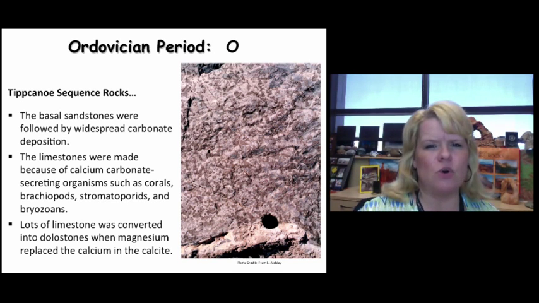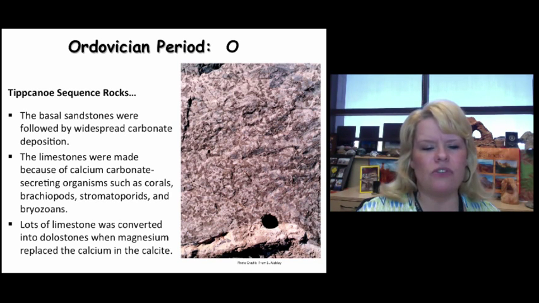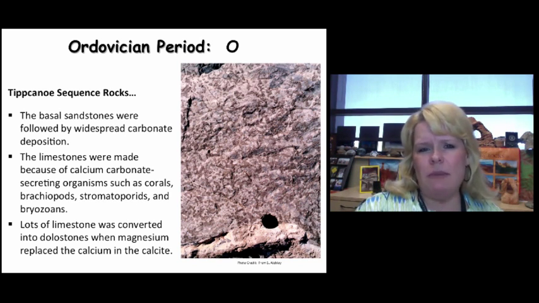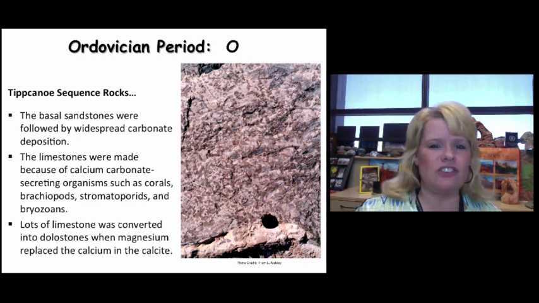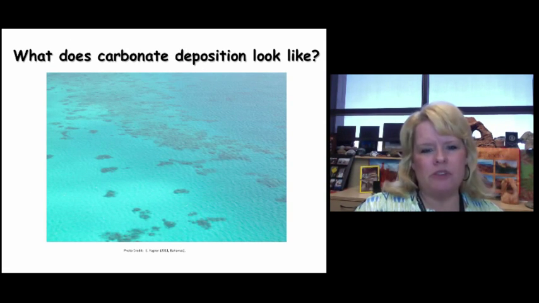bryozoans. In some cases, in Ordovician rocks, bryozoans are so heavily embedded in fossiliferous rock that they are almost the exclusive organism that you see. So some of the limestone made in the Ordovician got converted into dolostone because magnesium replaced the calcium that was in the calcitic material. So we have quite a bit of dolomite or dolostone from the Ordovician in addition to limestone. So you might ask, what does carbonate deposition look like?